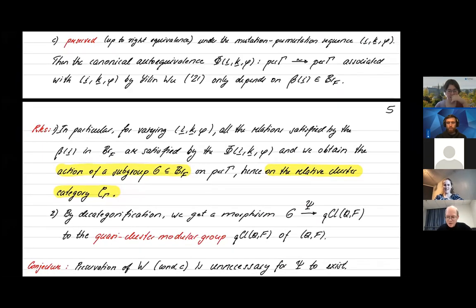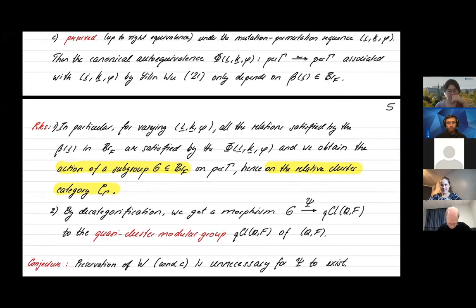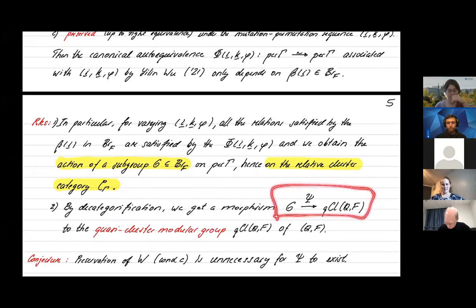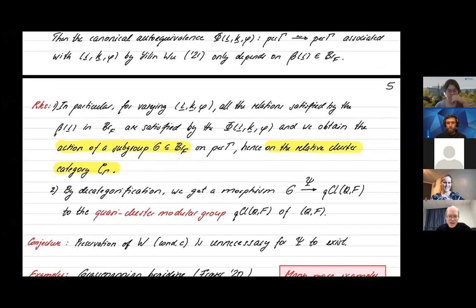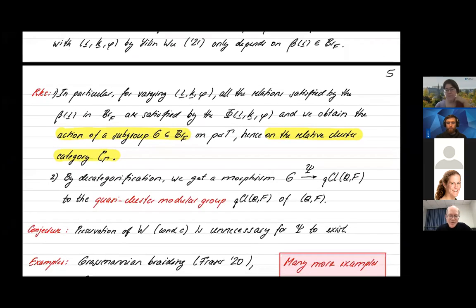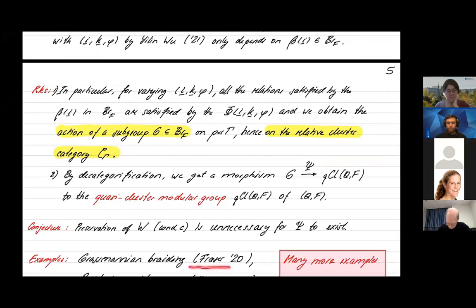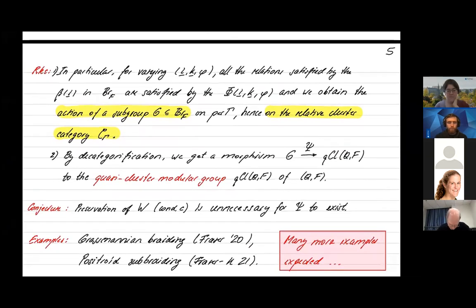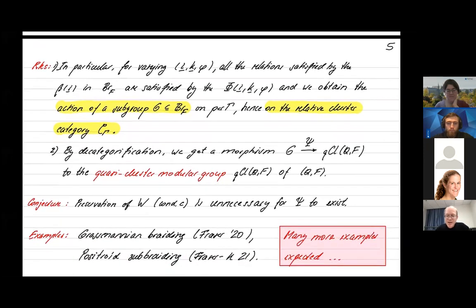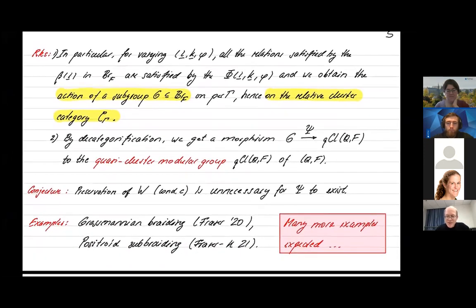We only need the first two conditions for this purely combinatorial phenomenon to happen. Okay, well, there are classes of examples. The first example is a Grassmannian braiding as introduced by Chris Fraser in 2020. And there is a generalization of this where, instead of an action on the Grassmannian, we have actions on positroid varieties inside the Grassmannian. And in this case, it is really a proper subgroup of the braid group which acts. This is recent joint work with Chris Fraser, and we expect many, many more examples.